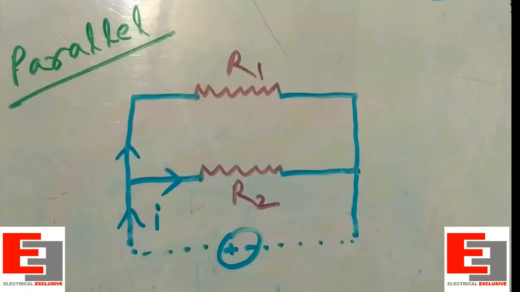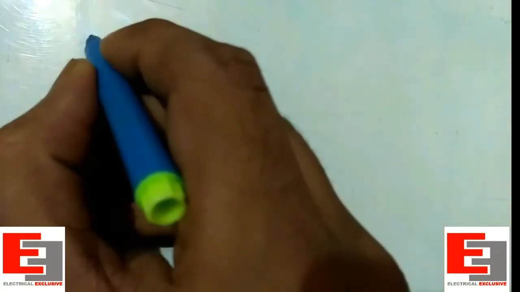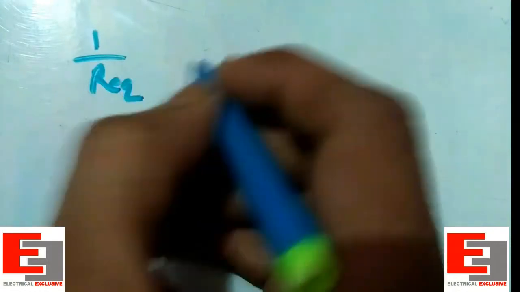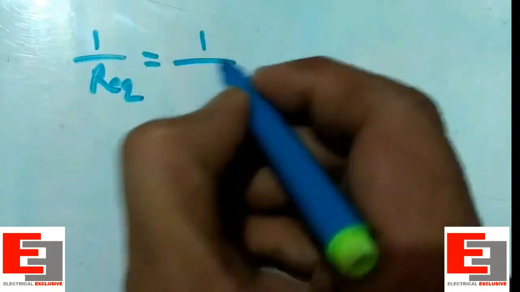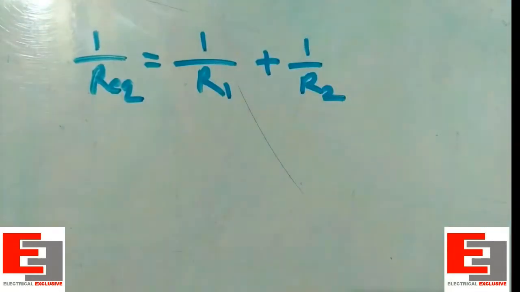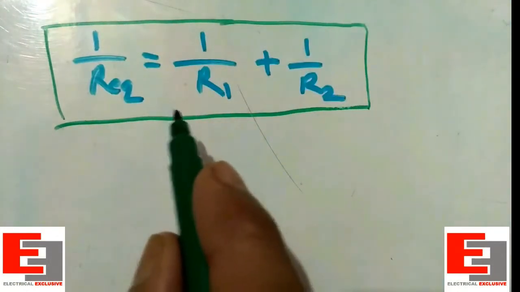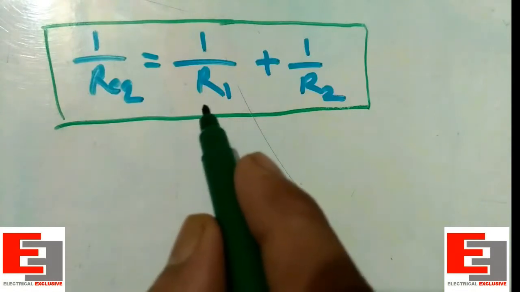So what is the equivalent resistance of this circuit? When a number of resistances are connected in parallel, the reciprocal of total resistance, that is our equivalent resistance, is equal to the sum of reciprocals of each individual resistance. That is 1/R equivalent is equal to 1/R1 plus 1/R2. So friends, this is the equation of equivalent resistance for the parallel connected circuit.